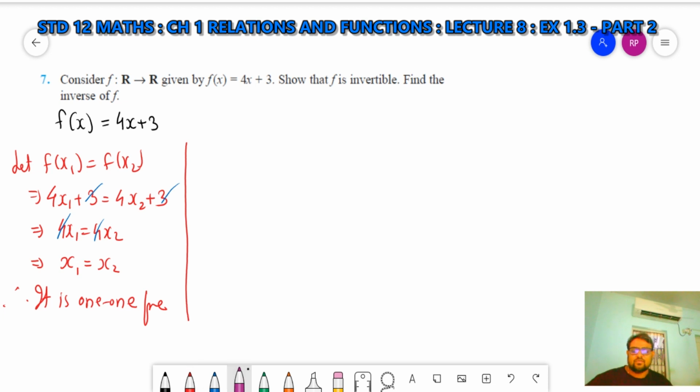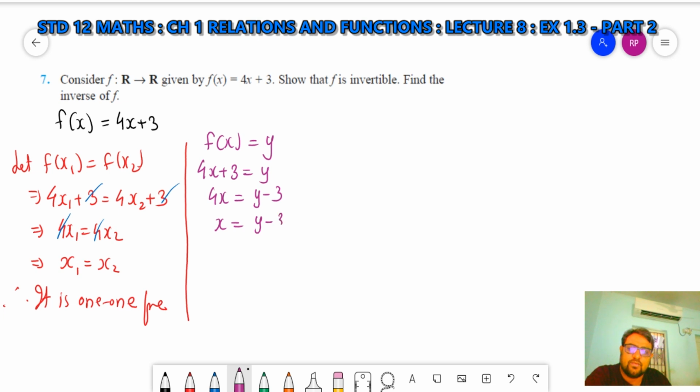Now let's prove that it is an onto function. It's clearly given to show f is invertible and find the inverse. That means definitely it must be onto. So for that, we will take f(x) equal to y. So 4x plus 3 equals y, 4x equals y minus 3, and x equals y minus 3 by 4.